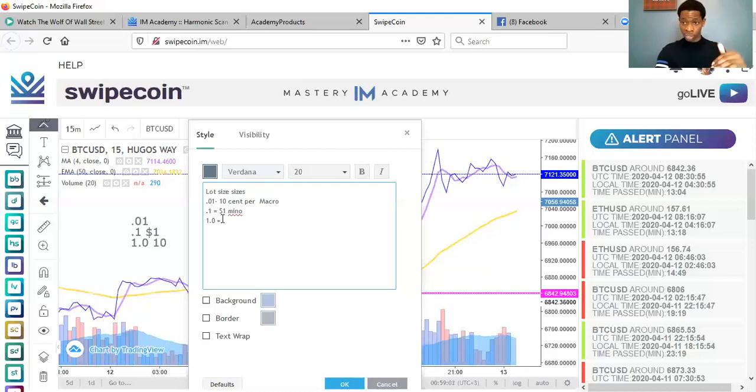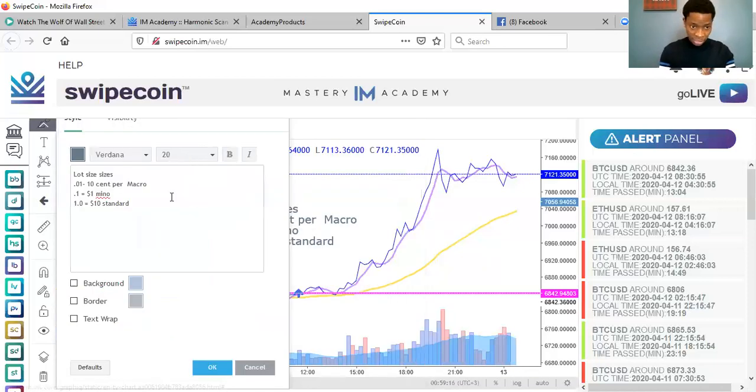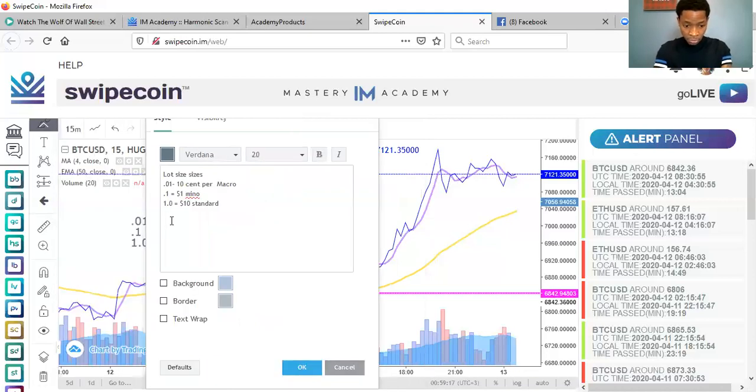So that's the lot sizes. That's $10 per pip. It's called a standard. So when we calculated, we got about 200. Let's give a nice, full number: we have 250 points. Based on that, if we were to get in a 0.01, it's 10 cents per pip or point that the market moves. That will be $25.